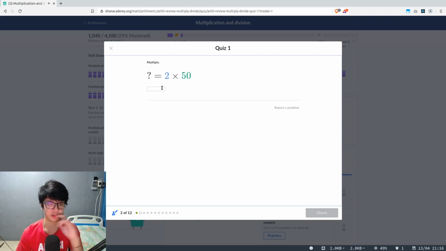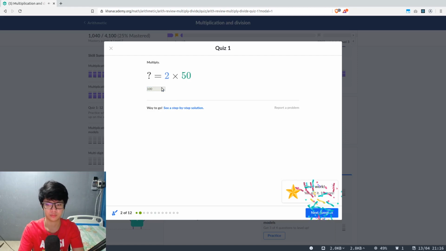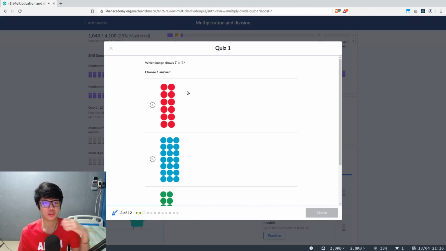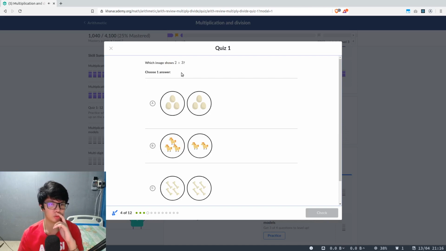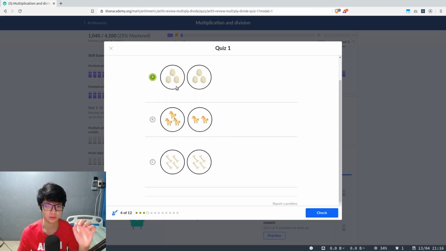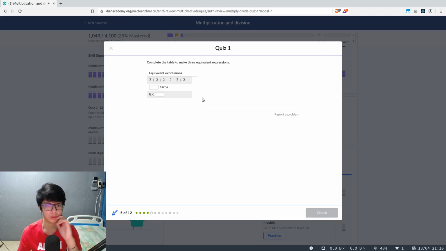So, a couple questions, okay. Which image shows 7 times 2? Okay, 1, 2, 3, 4, 5, 6, 7. Okay, it is 7, right? Choose one answer. Which image shows 2 by 3? 2 groups of 3. Should be it, right? Okay, cool. 1, 2, 3, 4, 5. Okay.